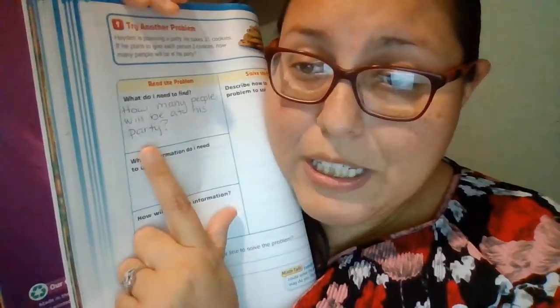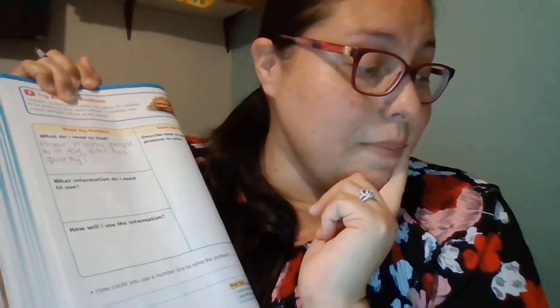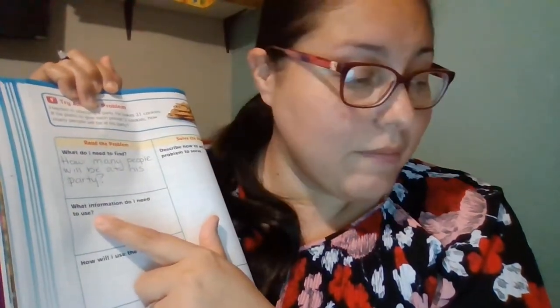That's my problem. That's what I need to solve. That's my question. Next, it says, what information do I need to use? Well, I need to know that Hayden bakes 21 cookies. So right here, write Hayden bakes 21 cookies. That's important information. So let's write that.